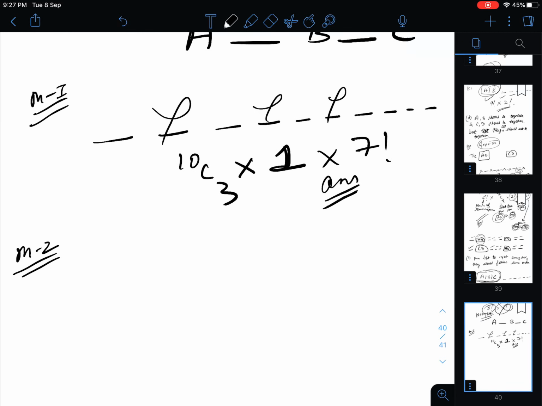Second method is, you see, what are we essentially saying? We are essentially saying that A, B and C order must be same.